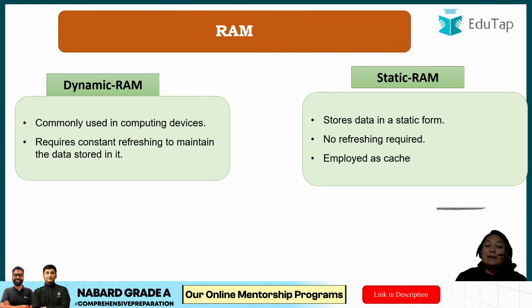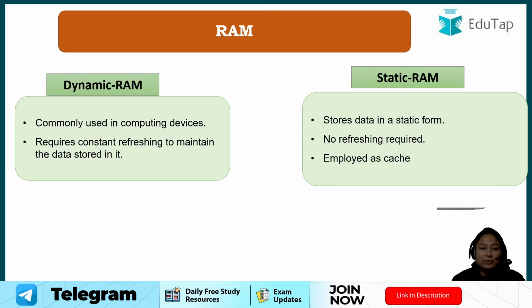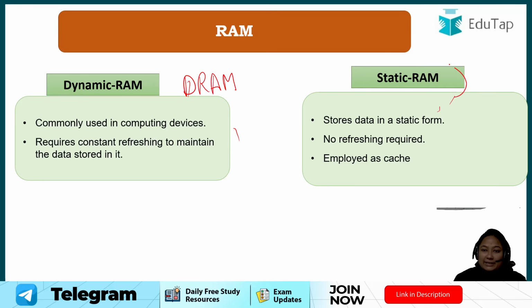Now, from the exam perspective, let's understand what's important in RAM. RAM is basically of two types. It's dynamic RAM, which we also call DRAM, and then we have static RAM, which we call SRAM.